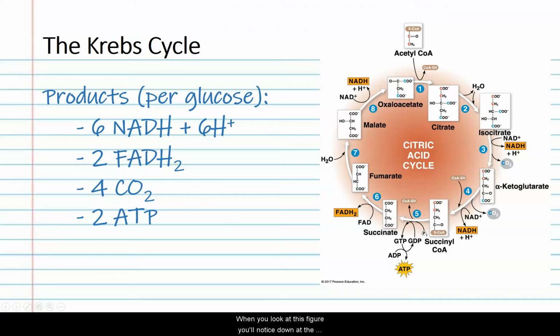Now, when you look at this figure, you'll notice down at the bottom, we're actually producing GTP, which then can be used to make ATP. So it's a little bit more indirect here. But again, this is going to be substrate level phosphorylation. You do not need to memorize the steps of the citric acid cycle. You do not need to memorize the individual enzymes that are involved. I do want to point out that the name of this cycle, the citric acid cycle, comes from that first molecule that is made, which is citrate.